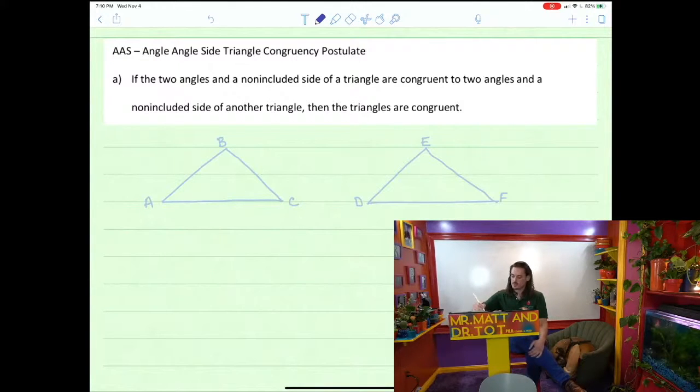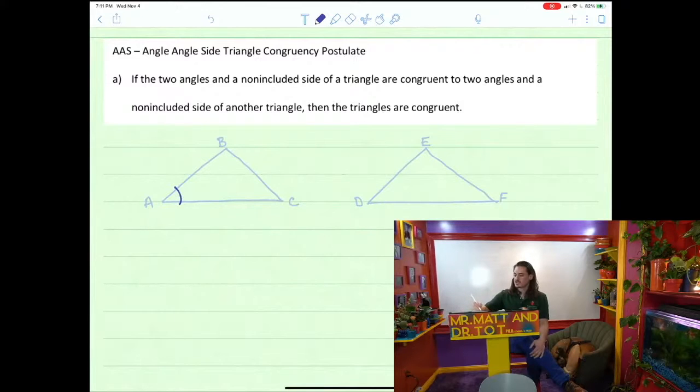So for example, if I know that angle A is congruent to angle D, and I know that angle B is congruent to angle E, and I also know that side length BC is congruent to side length EF, then we have angle side correspondence, and we know that these two triangles are congruent to each other. Now again, this can be in any order.